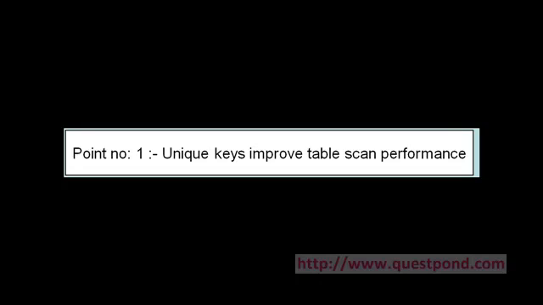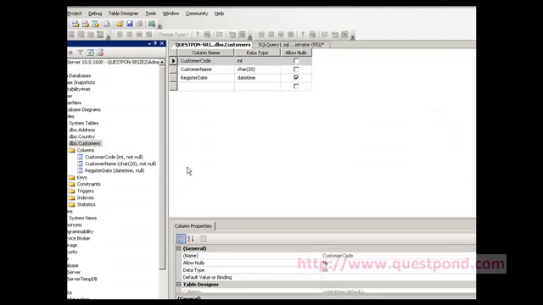So what we'll do is that first we'll try to understand what is a table scan. It's basically an operator. So we'll first try to understand a table scan operator, and then we'll see how many logical reads the table scan does without unique keys, and how many logical reads it takes with unique keys. And with that we can conclude how unique keys improve table scan performance. So first let's try to understand what basically is a table scan.